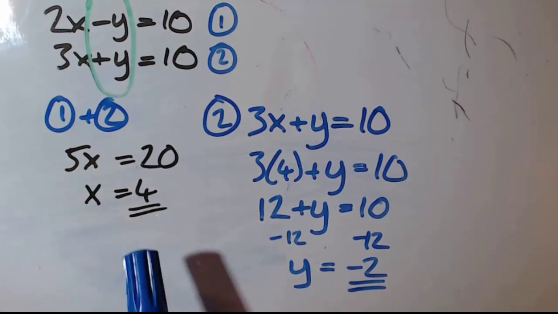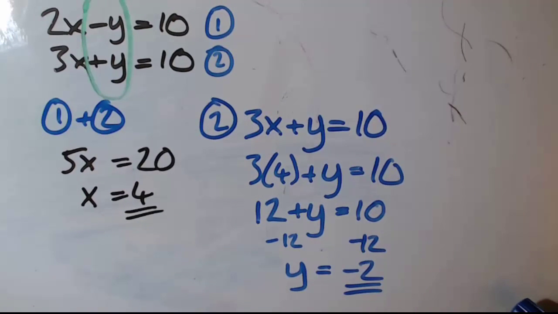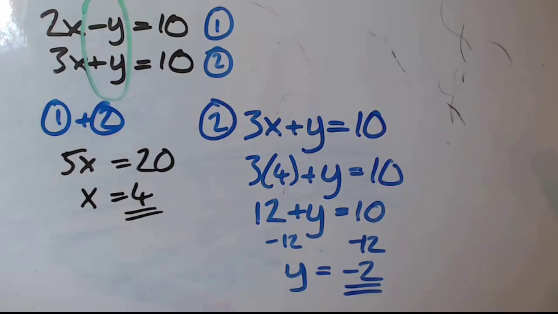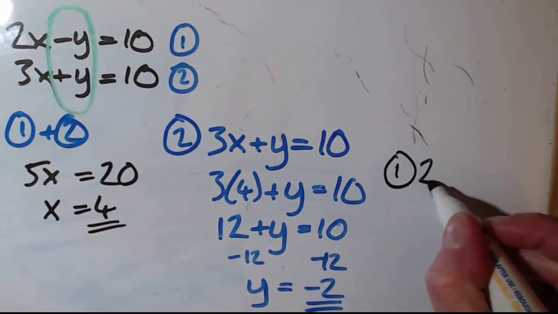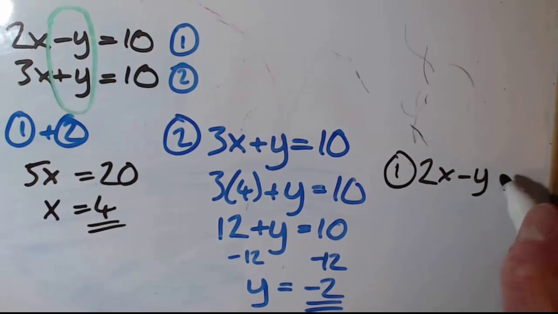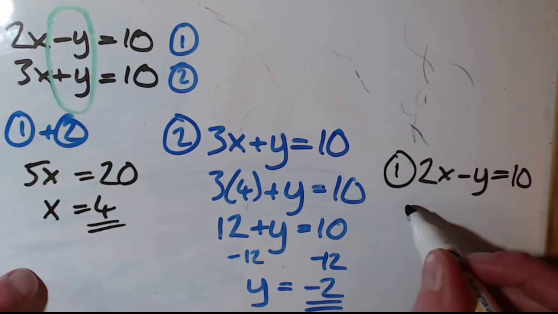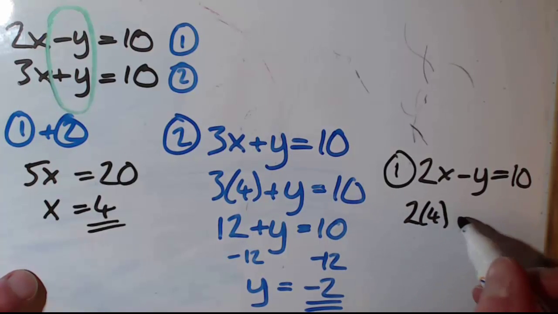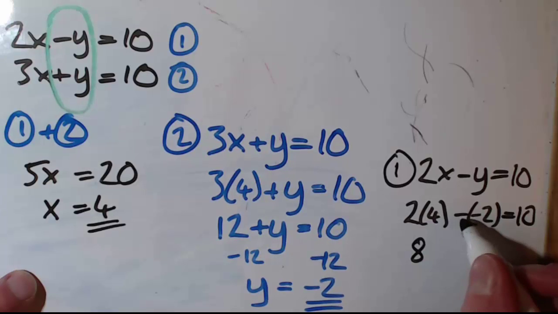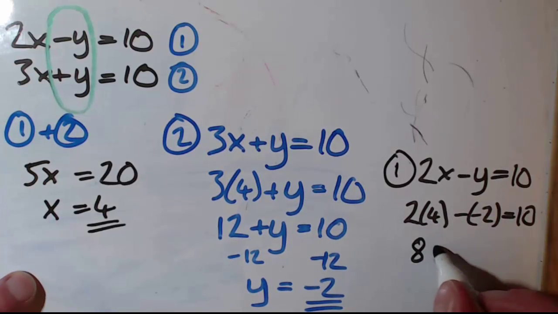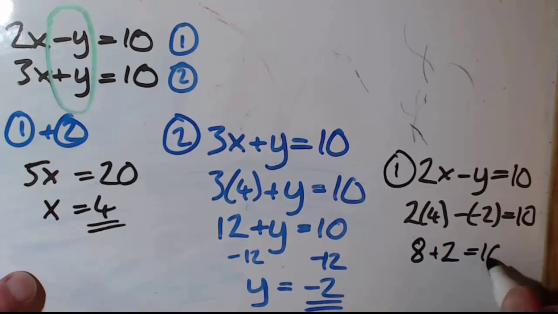Okay, so we've now got the two values, x equals 4, y equals minus 2. Now, just to make sure it works, we can put it back into the top equation, equation 1, which was 2x minus y equals 10. So that's 2 times 4 minus negative 2 equals 10, so that's 8. Now minus negative 2 is equivalent to saying plus 2, 8 plus 2, and that indeed equals 10.